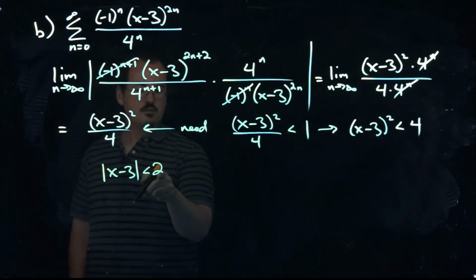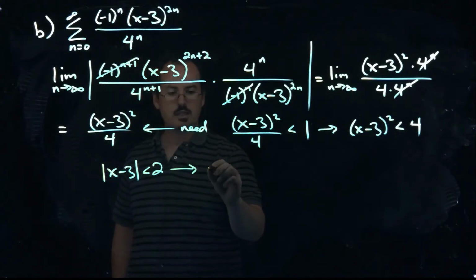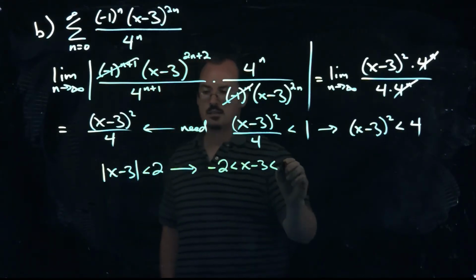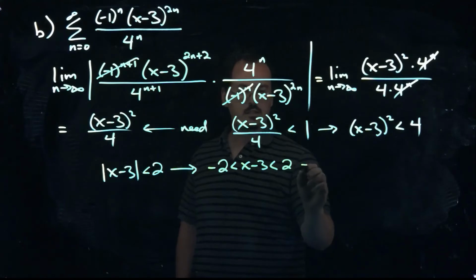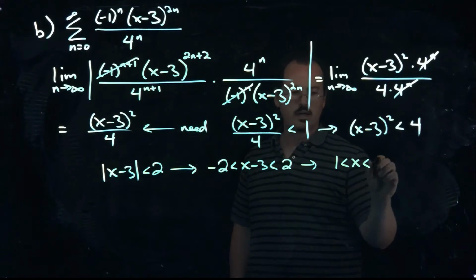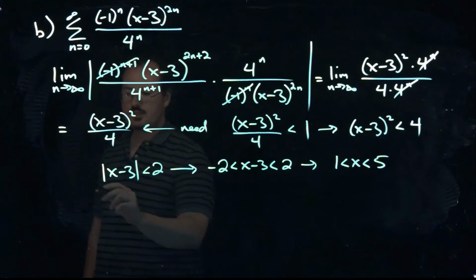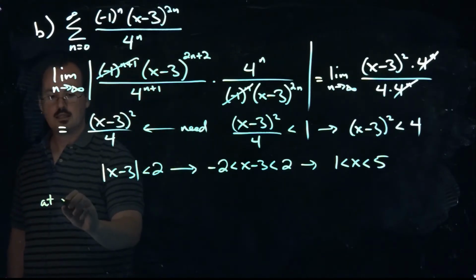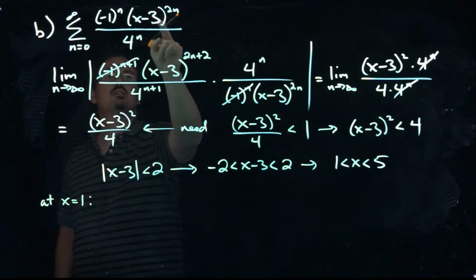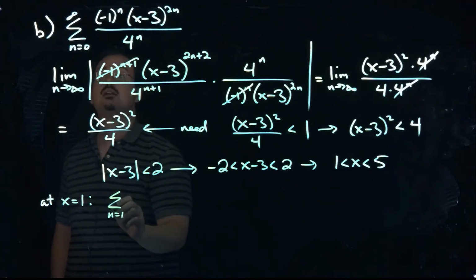So that is the radius of convergence, 2. And then what we'll want to do is write this as a compound inequality again. So we get minus 2 less than x minus 3 less than 2. Adding 3 to all parts of this inequality, we'll get 1 less than x less than 5. So that's our interval, but again, we need to check endpoints. So at x equals 1, see what happens. If I plug 1 into this thing, I get 1 minus 3. That's negative 2. So I'm going to have this series.